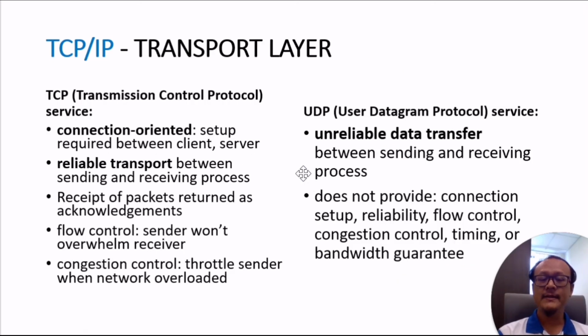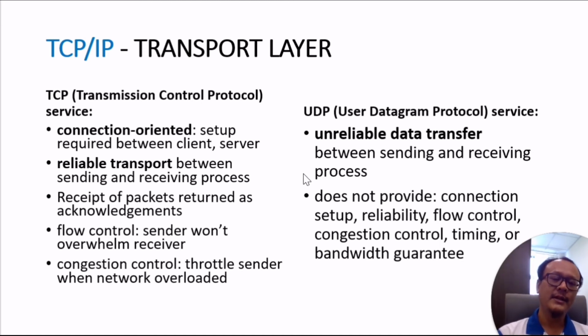For the TCP/IP transport layer, this is the 4th layer, we can generally divide it into 2 protocols. First is TCP, Transmission Control Protocol, and the second is UDP, User Datagram Protocol. In TCP service, we can say TCP is connection oriented, which requires a 3-way handshake between client and server, which we can call a setup first. And then it's a reliable transport between sender and receiving process.